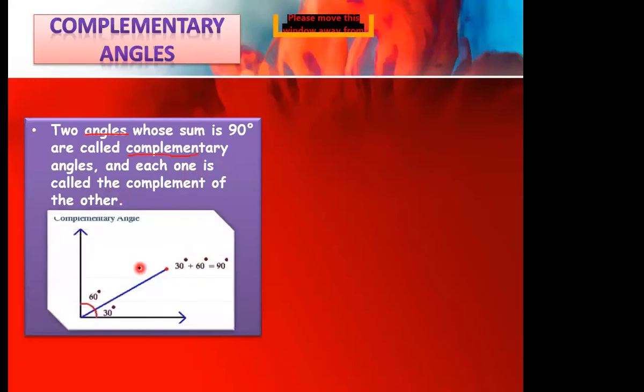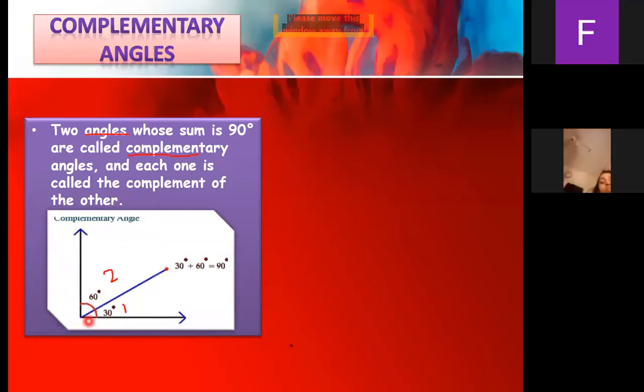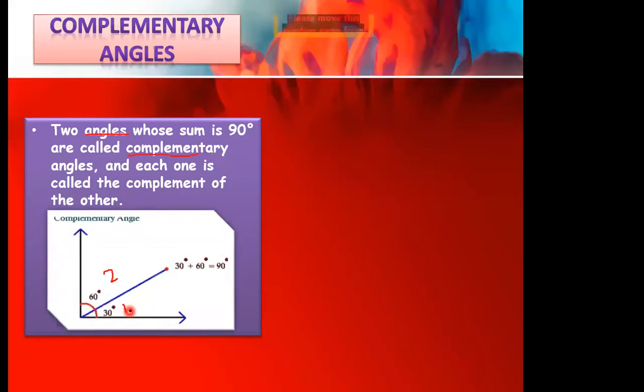Now let's consider this figure. In this figure, how many angles are there? Two angles. This is your angle number one and this is your angle number two, and they are adjacent basically, because they are sharing one common arm and they have a common vertex, right? So one common arm and common vertex, so these are adjacent angles.